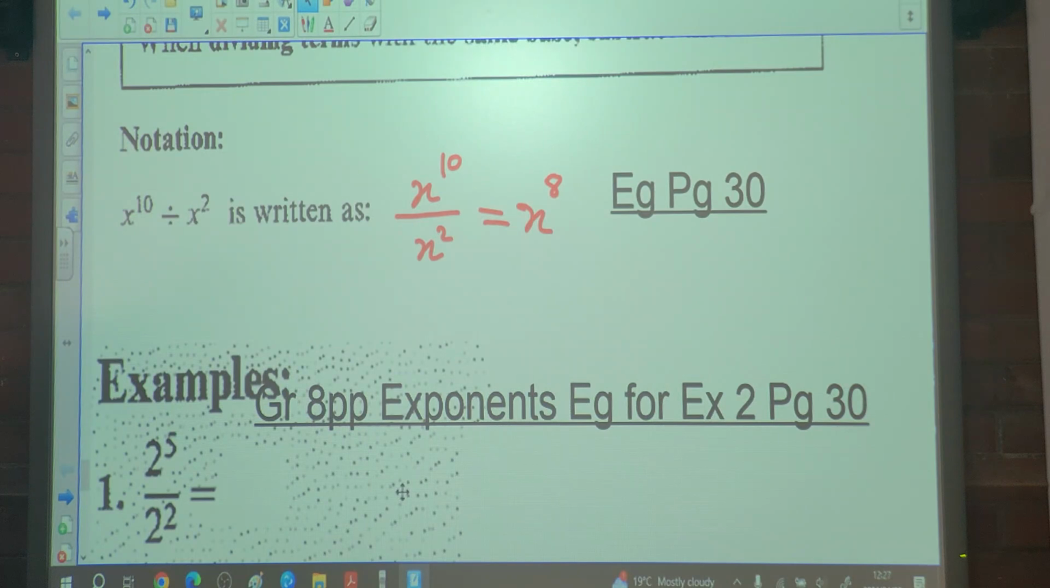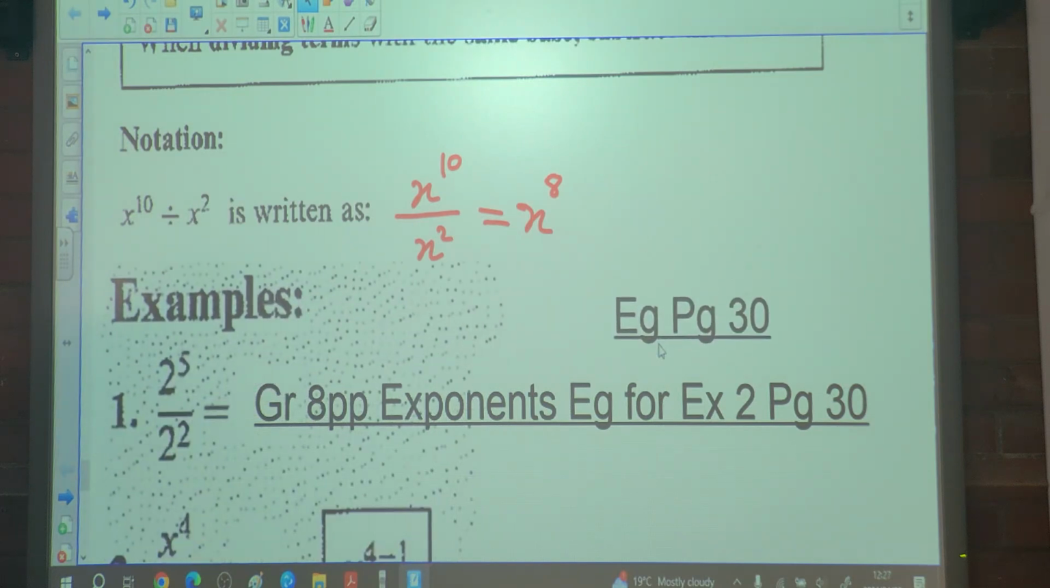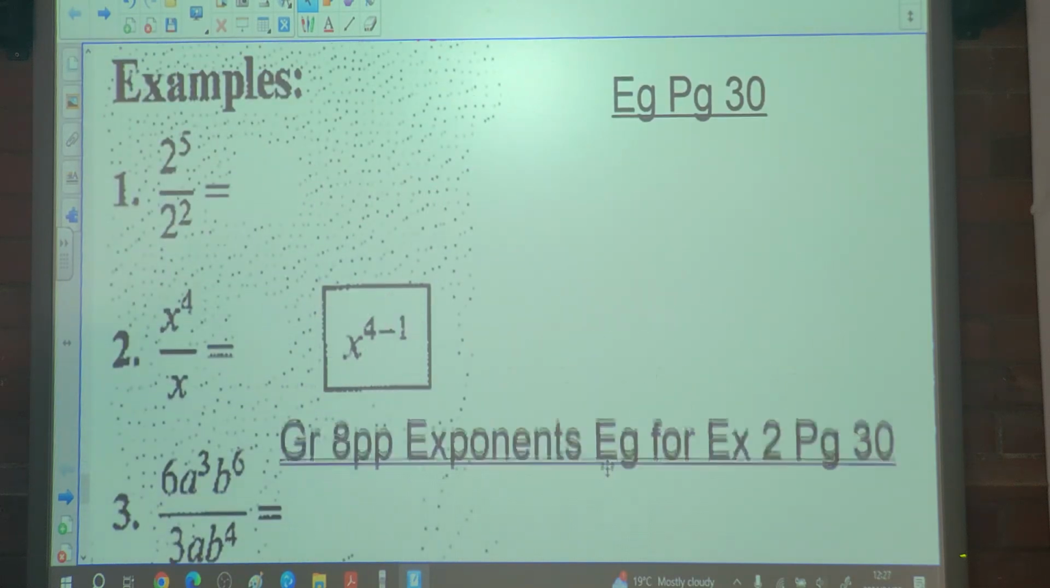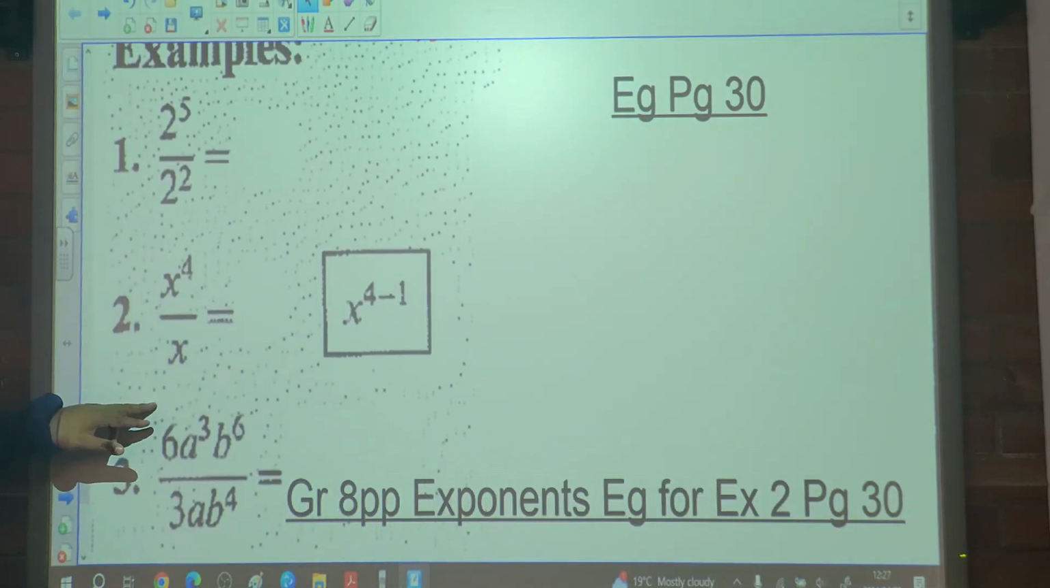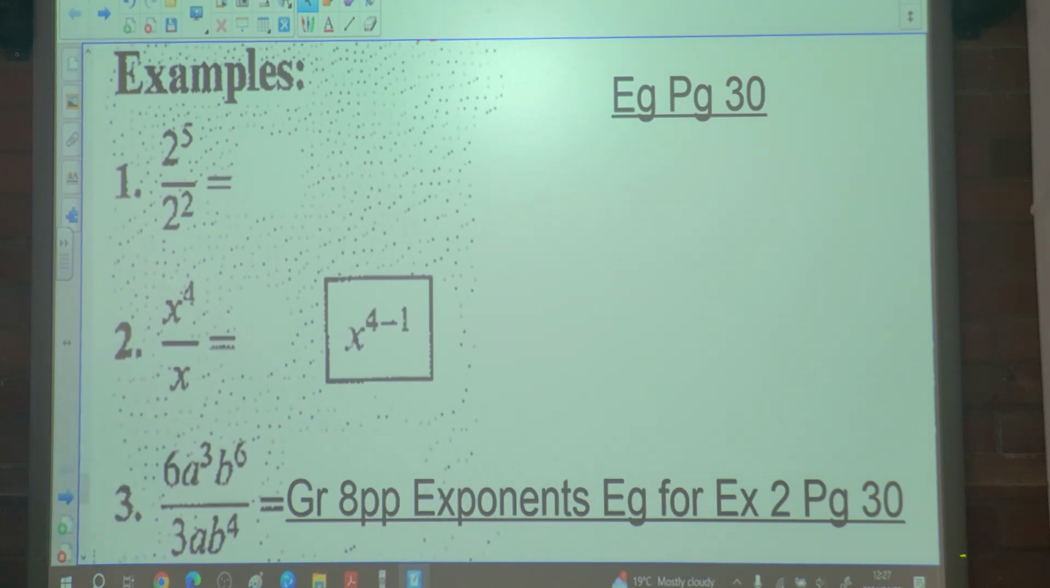So let's look at an example. Again, the examples are on page 30. So let's go with the first one. Write this down. You guys can do it quickly. We've got 2 to the 5 over 2 squared.